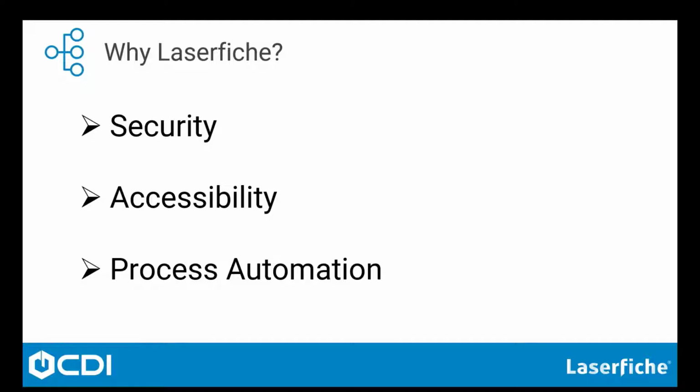Next, of course, is accessibility, because what good are your documents if you can't access them? So being able to organize these different AP documents in Laserfiche in such a way that they can easily be accessed, found, sorted, filtered. We're going to be taking a look at a couple of different options we have in that sense to show how you can very easily access not only the documents, but also the data around those documents.